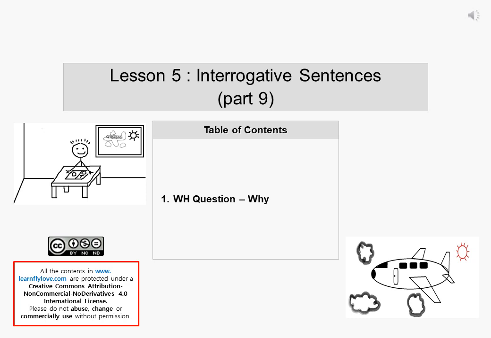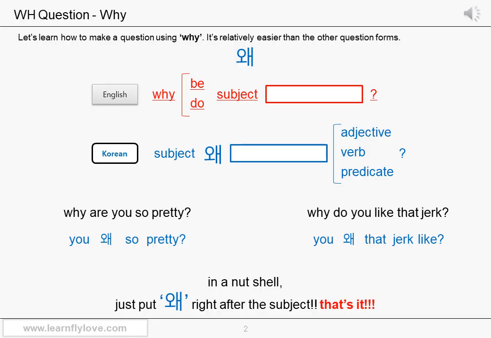안녕하세요. You're going to learn how to make question sentences using why in this lesson. Let's go. Let's learn how to make a question using why. It's relatively easier than the other question forms. That's why this page has more space than the others. We'll tell you why. You don't need to see other things on this page.